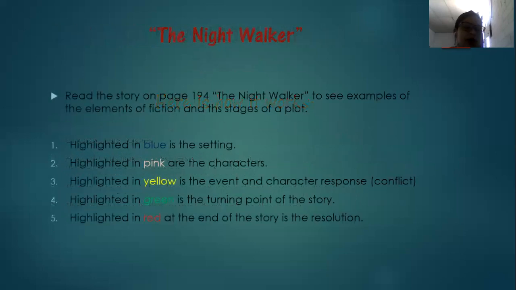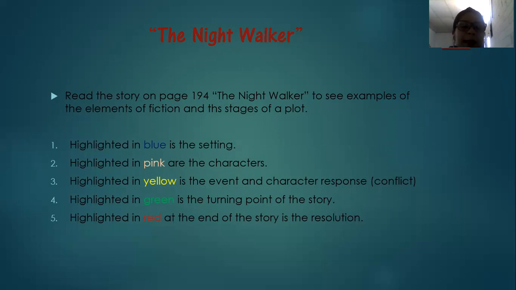After this, in our book on page 194, we're going to read the story of the Night Walker. This is an example of the elements of fiction and the stages of a plot. There are words that are highlighted in this story. The words highlighted in blue are the setting of the story. If you read through the story, you will see that this tells us where the story is taking place.